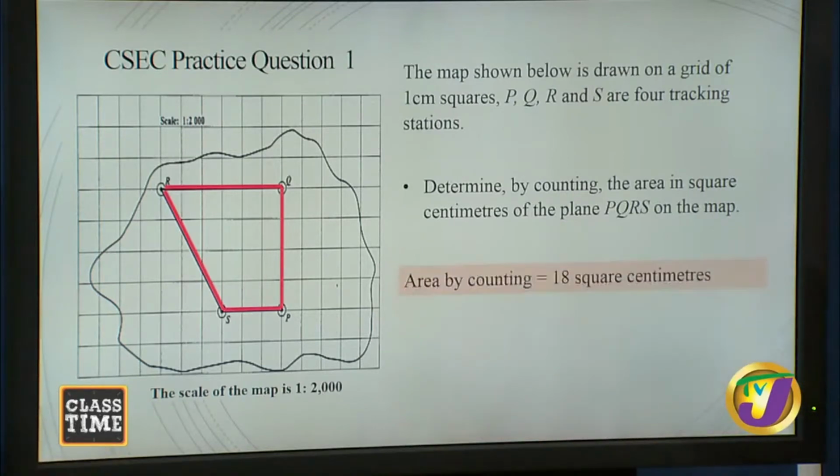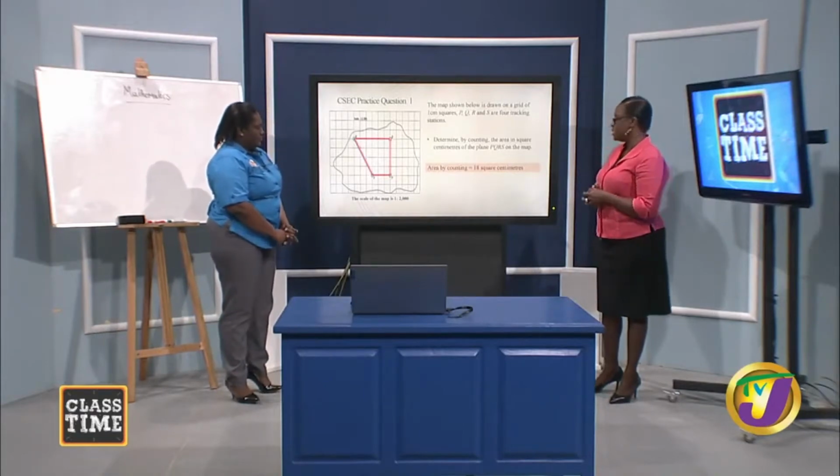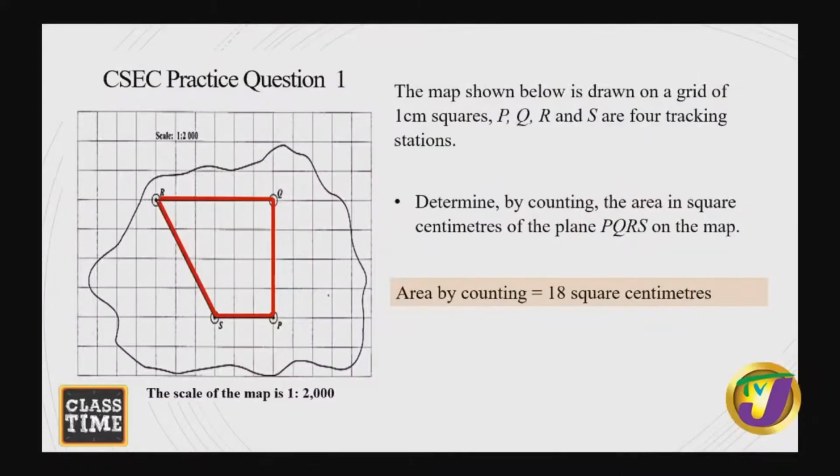Yes, and our estimated guess is that the area by counting is 18 square centimeters. That's the area. That's not bad. We can say that's another mark. Good. I'm okay with that.